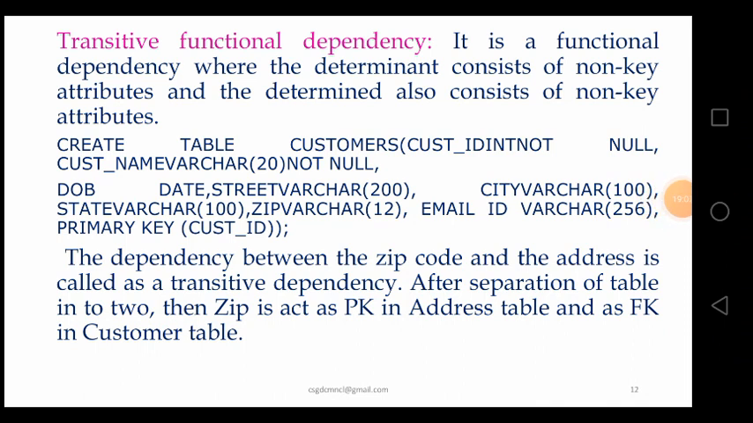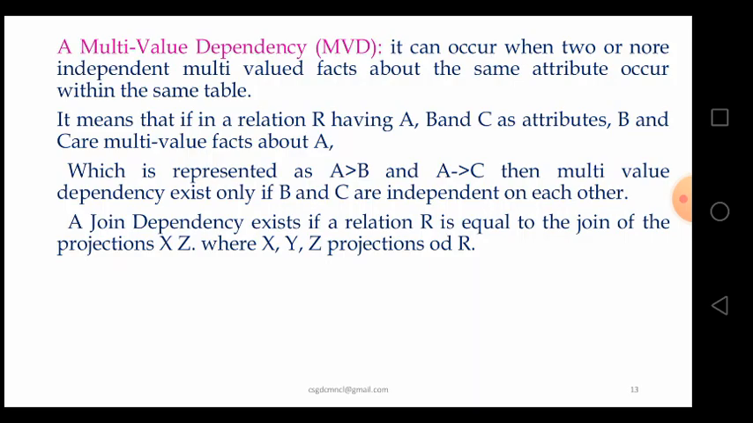Next, another one is multi-valued dependency, that is MVD. It can occur when two or more independent multi-valued facts about the same attribute occur within the same table. It means that if a relation has A, B and C as attributes, B and C are multi-valued facts about A.